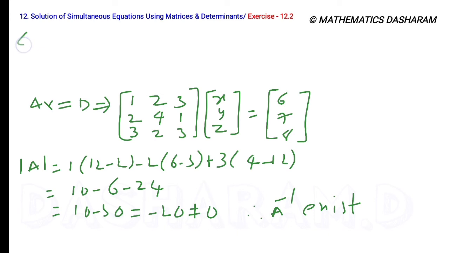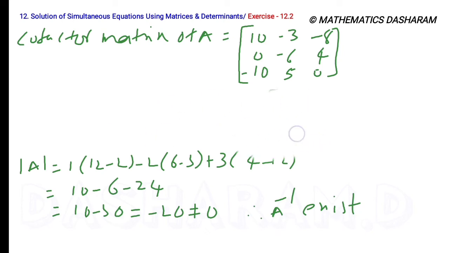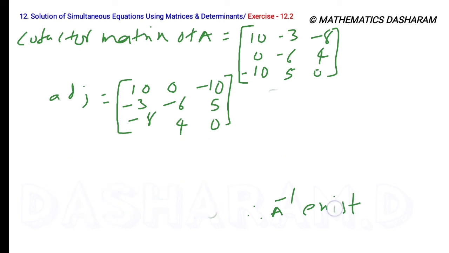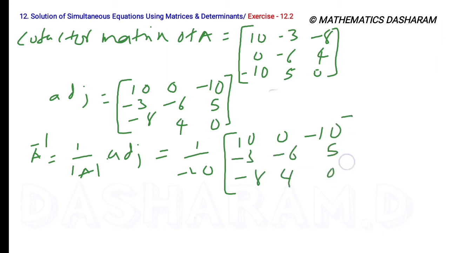Let's find the cofactor matrix of A. Next, find the adjoint of the matrix A. The adjoint of matrix A means you apply the transpose to the cofactor matrix. Now we need to find the A inverse matrix. A inverse equals 1 by mod A into adjoint of matrix A. So 1 by mod A is minus 20, and the adjoint of the matrix is 10, 0, minus 10, 0.